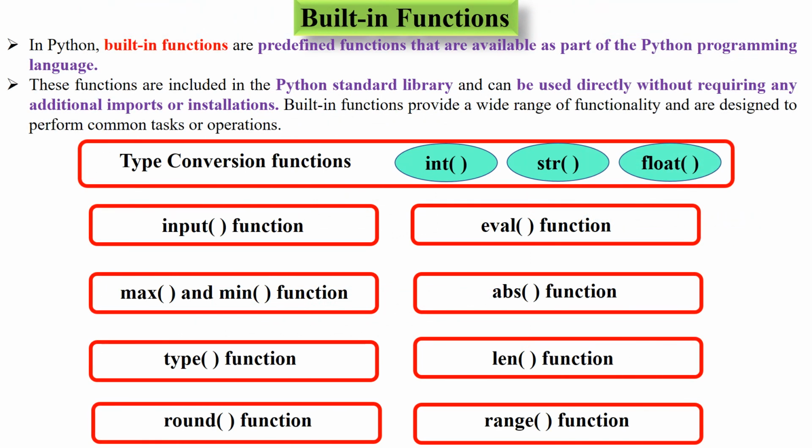In Python, built-in functions are predefined functions that are available as part of the Python programming language. These functions are included in the Python standard library and can be used directly without requiring any additional imports or installations. Built-in functions provide a wide range of functionality and are designed to perform common tasks or operations. We can discuss about these functions one by one.